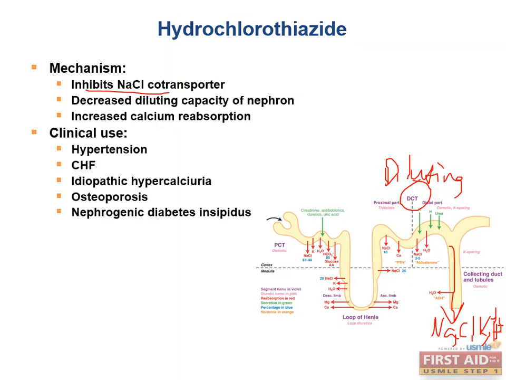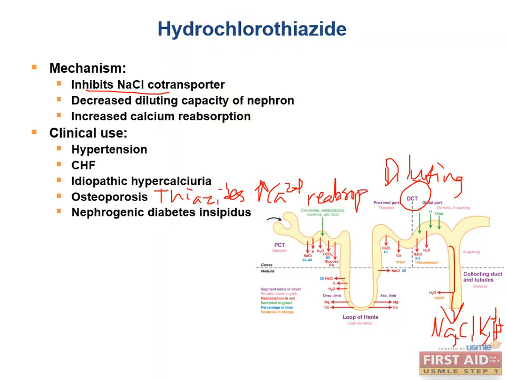Clinical uses of hydrochlorothiazide include hypertension, CHF, idiopathic hypercalciuria, and osteoporosis due to reduced calcium excretion. So thiazides will increase calcium reabsorption, and that's why it helps with osteoporosis.